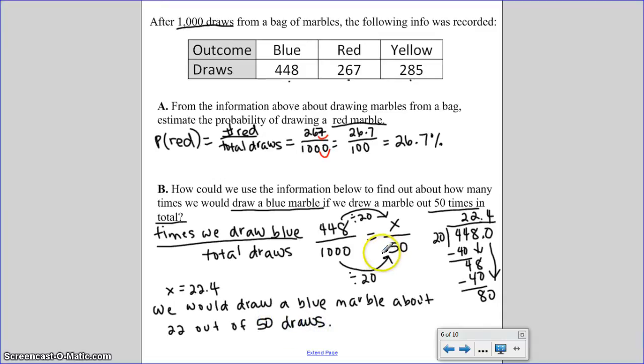And remember before when we estimated, we said that 448 was about half, a little bit less than half of 1,000. And we also estimated that it should be a little bit less than half of 50. And 22 is a little bit less than half of 50. So that checks out. We passed the smell test, as we like to call it. All right, let's move on to our next example.